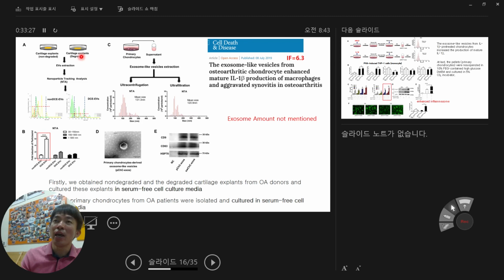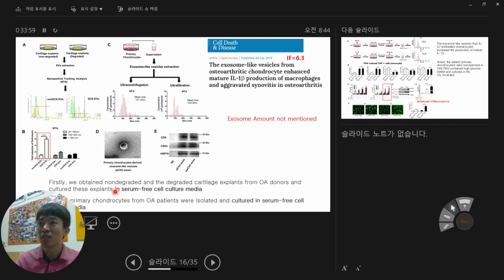So how do they link this exosome in vitro and in vivo? They find that EVs from OA chondrocytes enhance mature IL-1 beta production in macrophages, and synovitis is increased. But in this paper, they didn't mention detail about the exosome amount, but they mention the OA donor site, and how they collect exosomes in serum-free cell culture media.